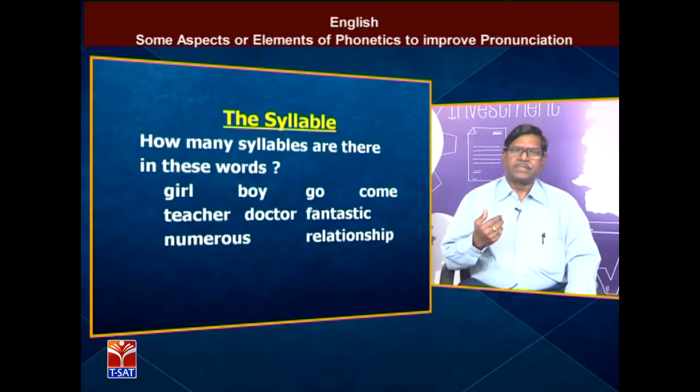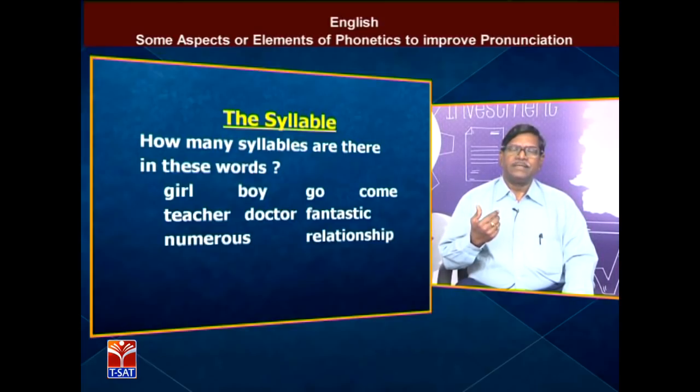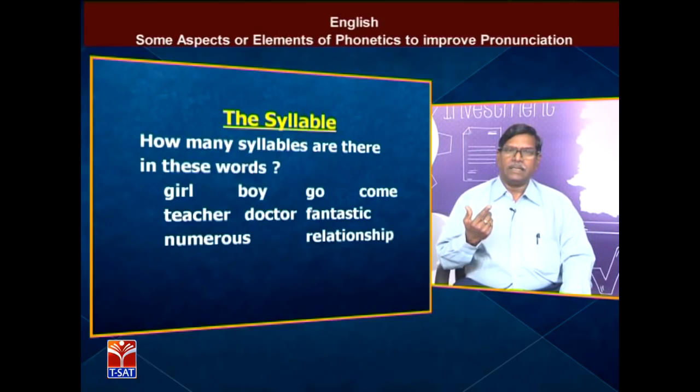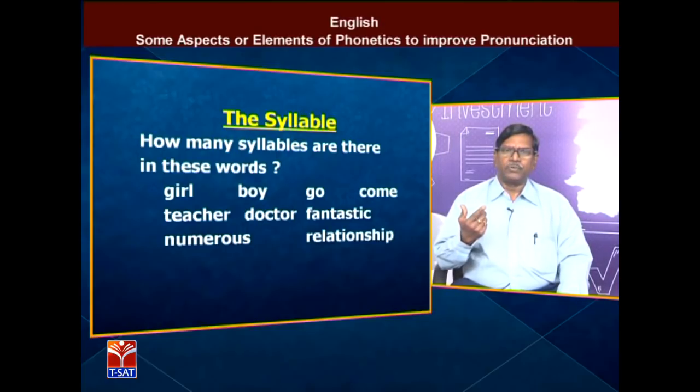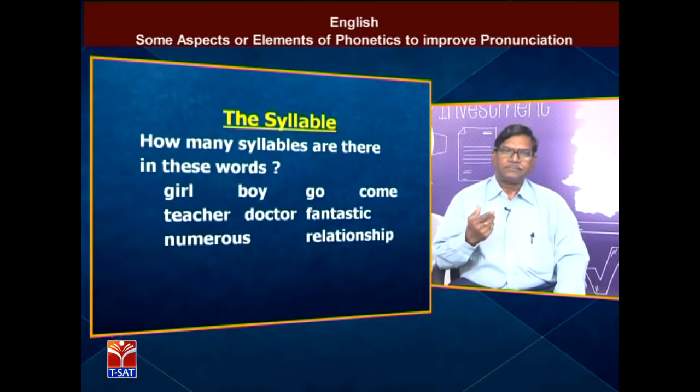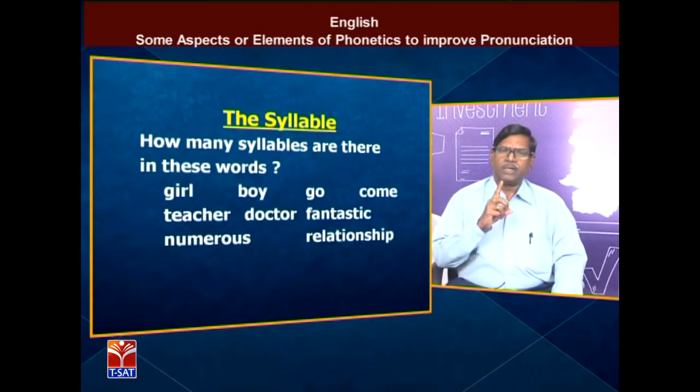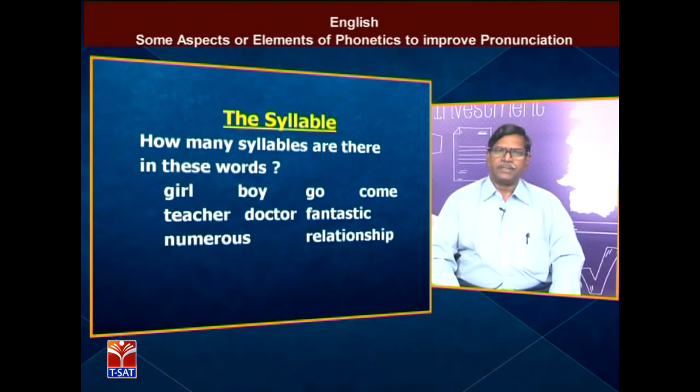See, look at these words. How many syllables are there? Let us consider. Girl, boy, go, come. In all these four words, there is only one syllable. And in the case of teacher, doctor, two syllables are there. Fantastic. How many syllables are there? Three. Numerous. Three syllables. Relationship. How many syllables are there? Four syllables are there.